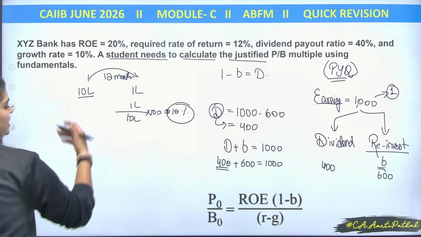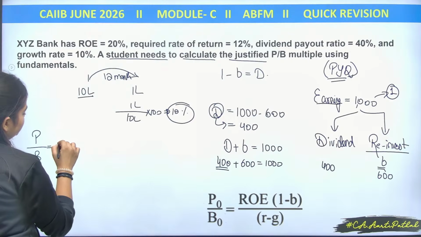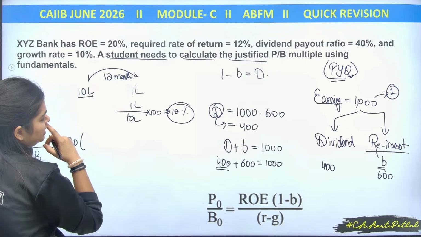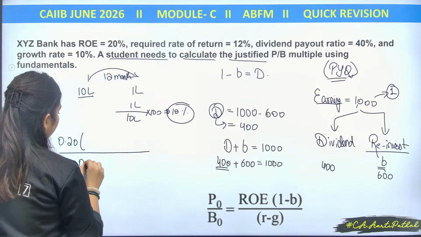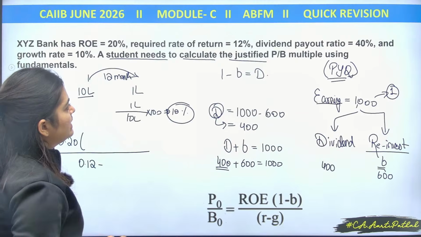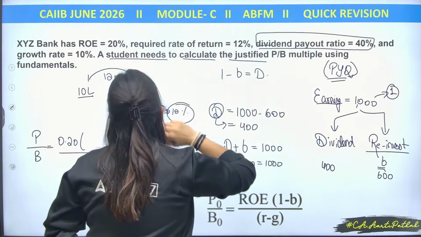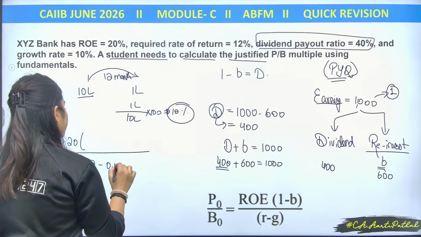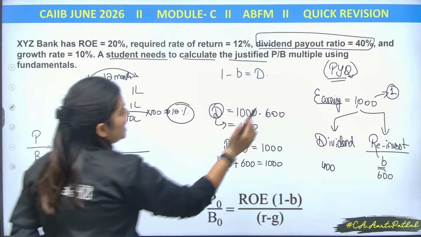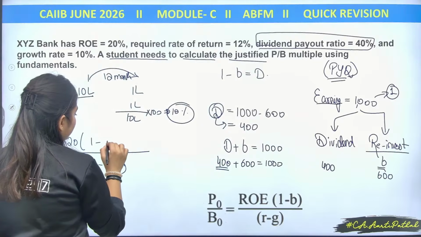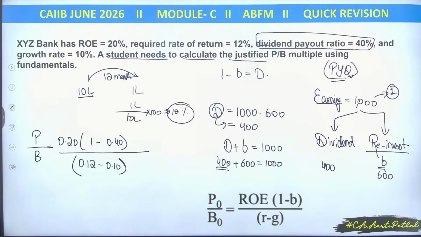So directly now we need to use this formula. ROE is 20%, so 0.20. This is the required rate of return, 0.12 as written. This is your dividend payout ratio, and growth is equal to 0.10. So this is your denominator. Now tell me, in the numerator, are you going to write this as 1 minus 0.40? What do you think? Are you going to write it as 1 minus 0.40?